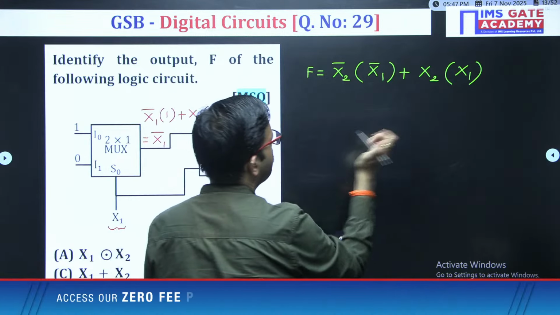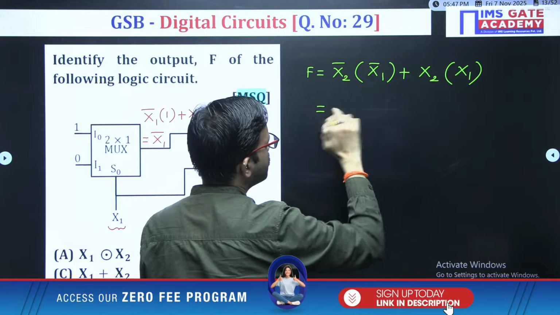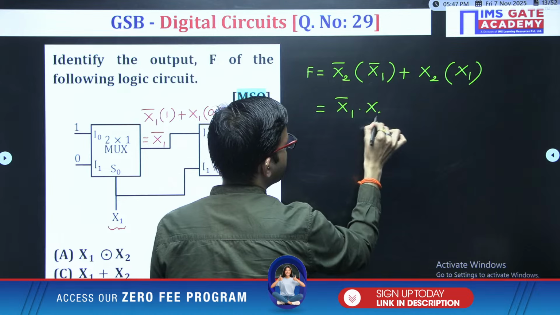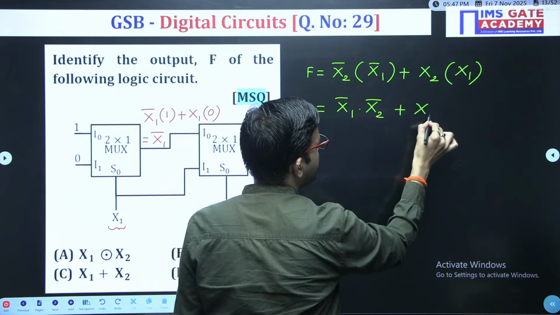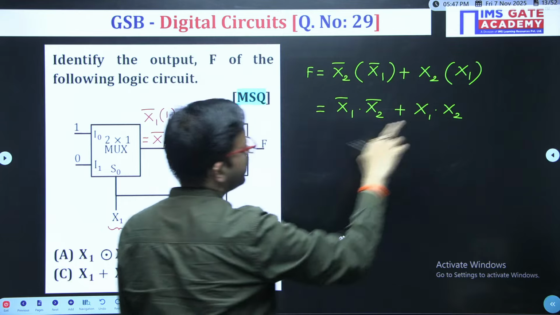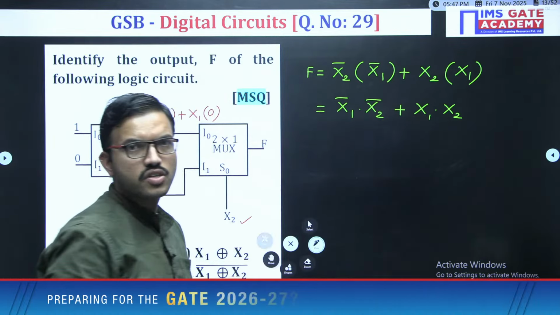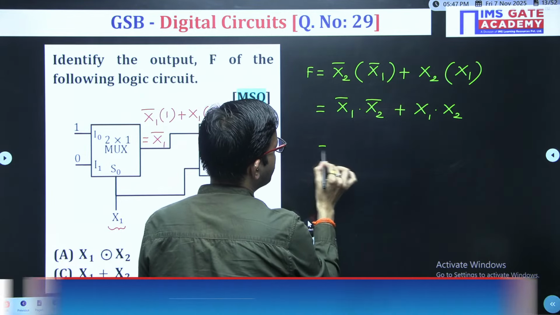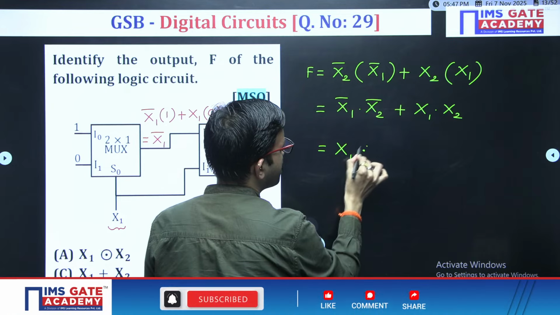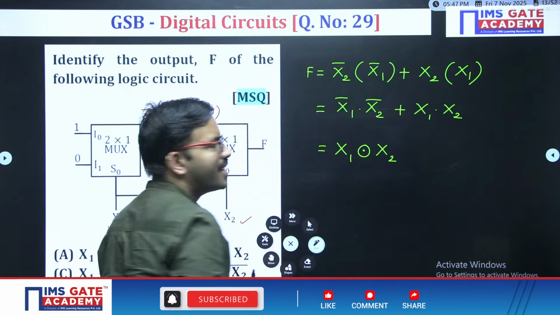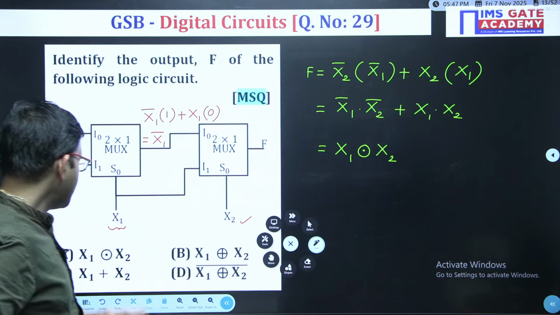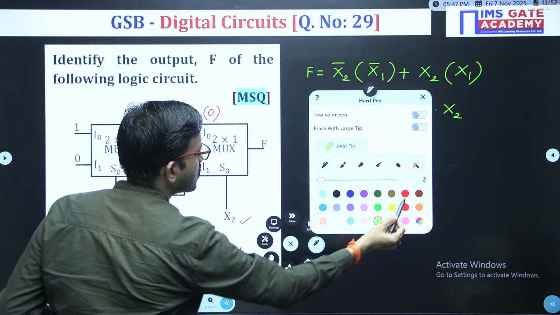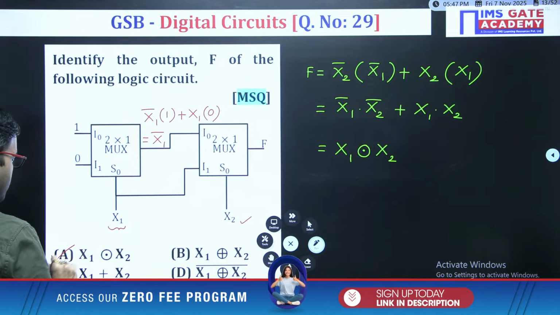I'm just writing in numbering-wise ascending order. I can rearrange this as X1 bar into X2 bar plus X1 into X2, like 1, 2 ascending order I kept. Now X1 bar X2 bar plus X1 X2 is nothing but the exclusive NOR operation among the variables X1 and X2. So that option is there in option A.